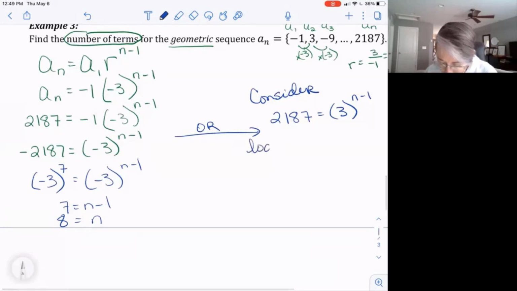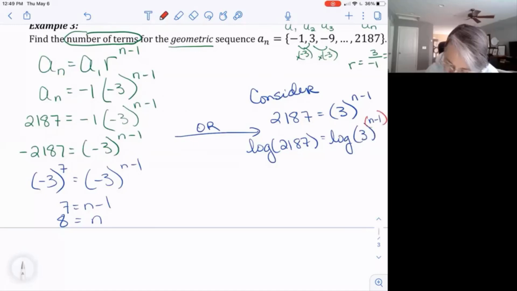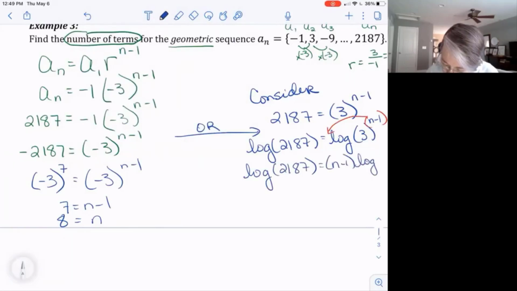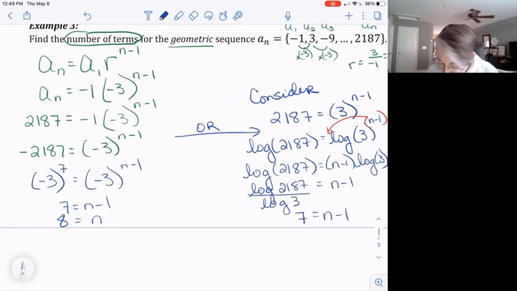is. So we could take the logarithm of the left, 2187, and then the log of the right, 3 to the n minus 1. That allows us to move that entire exponent to the front. So we would get n minus 1 equals the log of 2187 divided by the log of 3, which is actually 7. If you put it in your calculator, add 1 to both sides, and we also get n equals 8. So again, let me stress, I want you guys to pay attention.